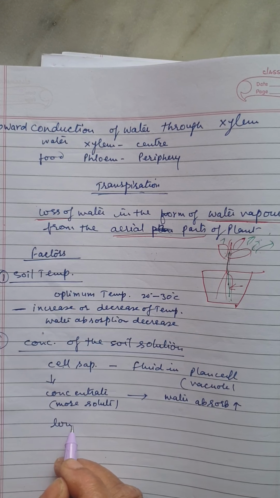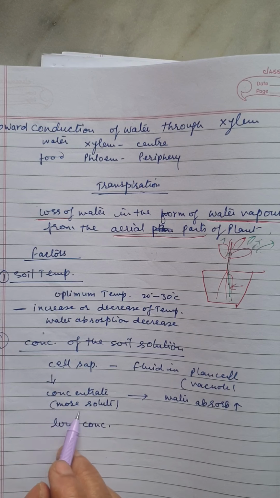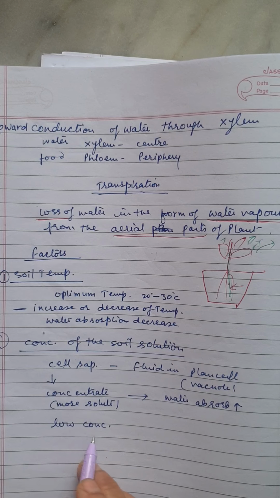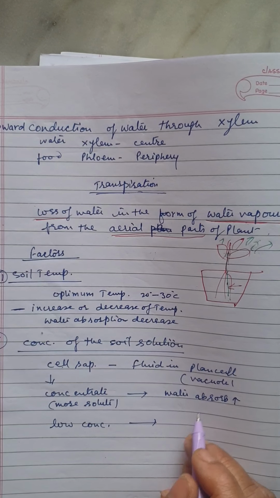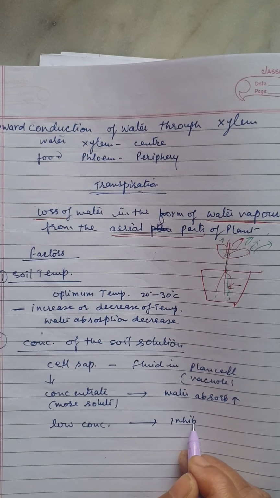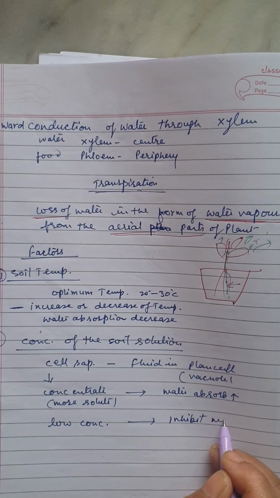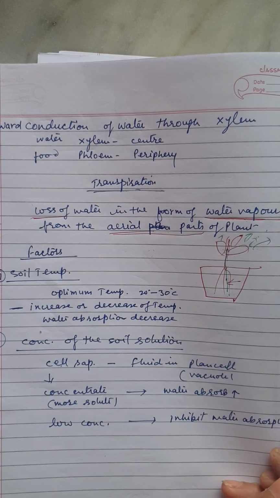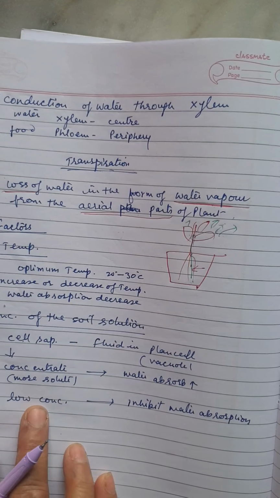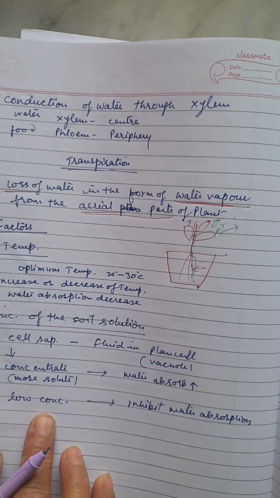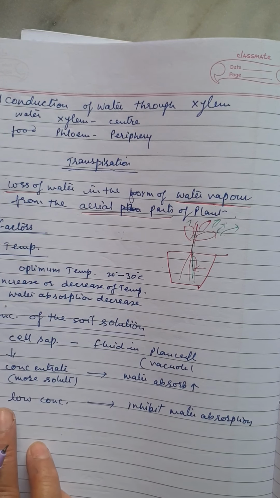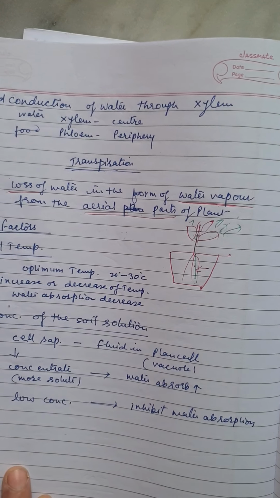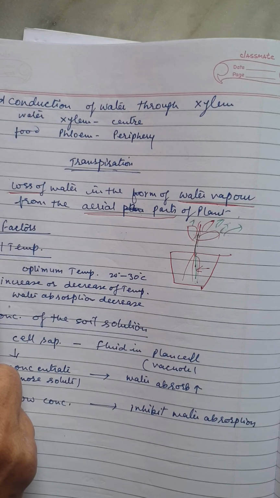But low concentration inside the root hair, inside the cell sap, means dilute. Water absorption is less if the cell sap is dilute, right? So the concentration of the soil solution, and the first one is soil temperature.